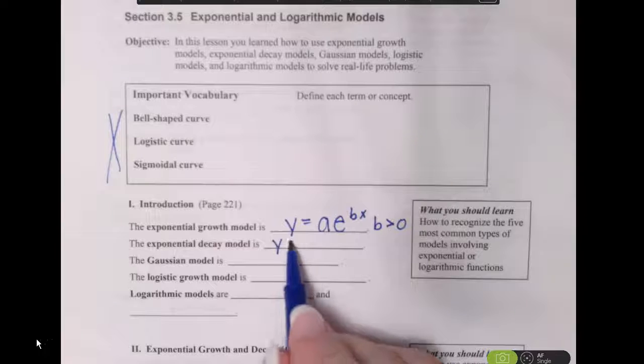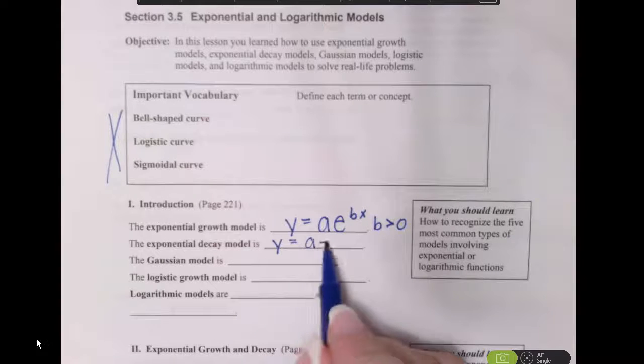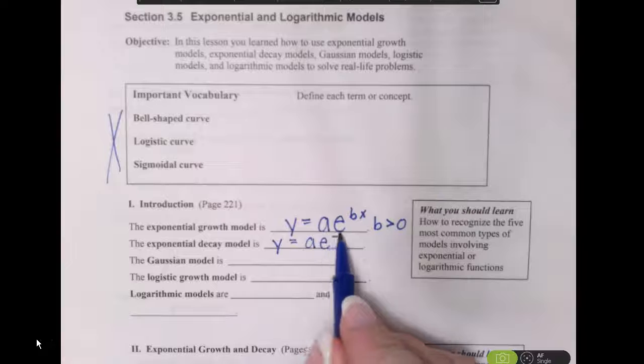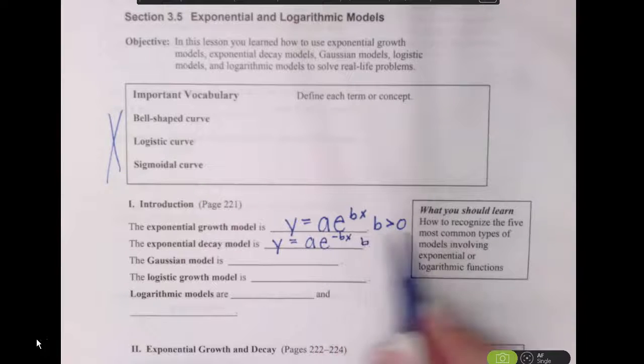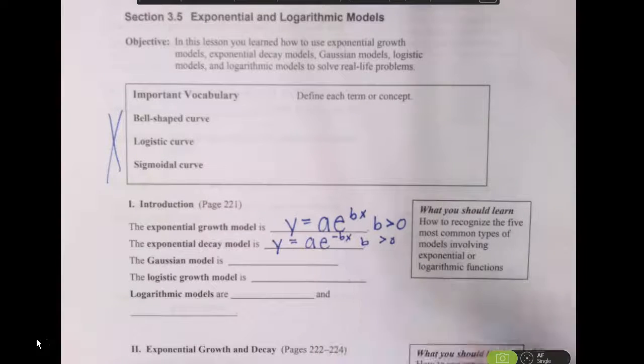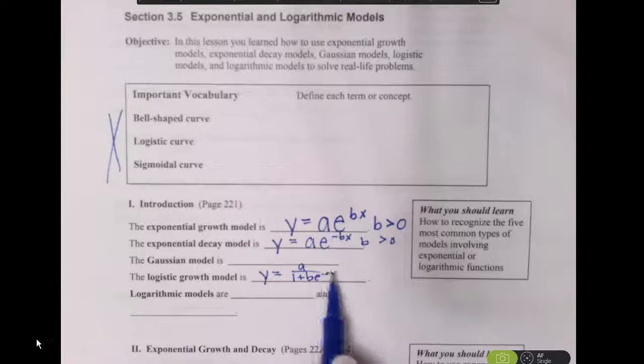And then the exponential decay model is just the same, we just have a b value that is negative in here. I will go ahead and write out the logarithmic growth model just in case it comes up. That's a over 1 plus b e to the negative rx.